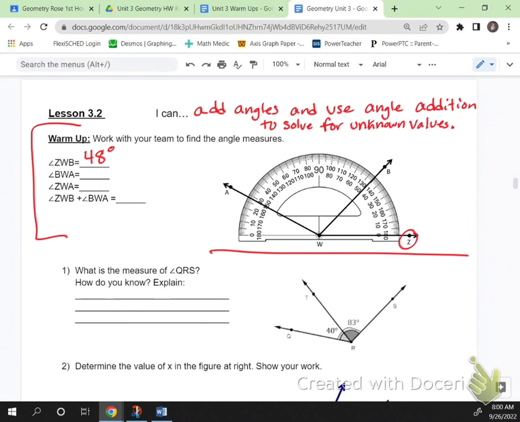For angle ZWB, right here, we're measuring here. I got about 48 degrees. What did you guys get? 45? 46? I feel like it's more around 45. It's right in the middle between 50 and 40. 45 degrees.